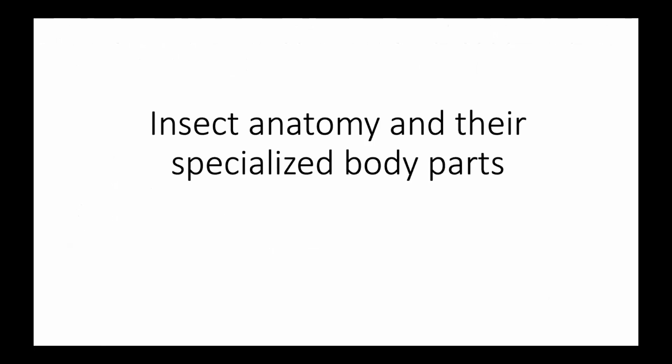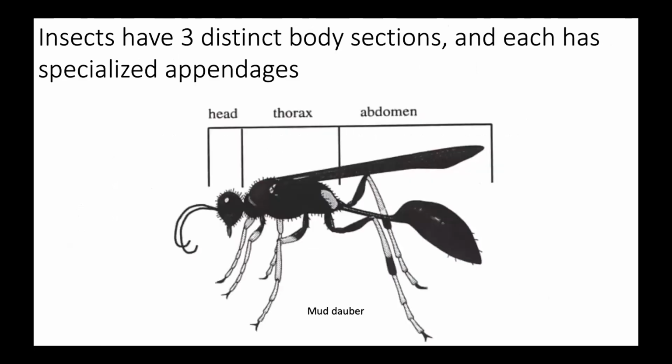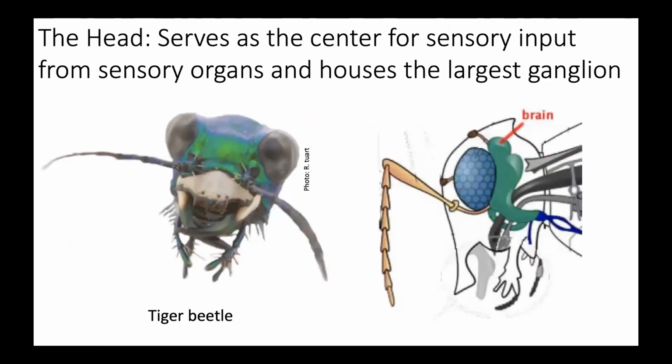So here's a little bit about insect anatomy and some of their specialized body parts. I mentioned a couple of times that insects have 3 body sections: the head, the thorax, and the abdomen. We're just going to go a little bit deeper. So the head, well, we need our head, they need their head. It's the center for sensory perception. That's how they receive what's going on in the world around them, chemical and physical too. So, this slide says it houses the largest ganglion.